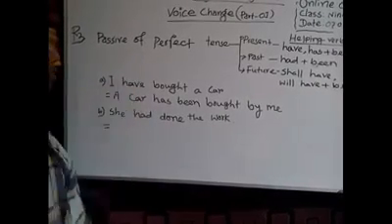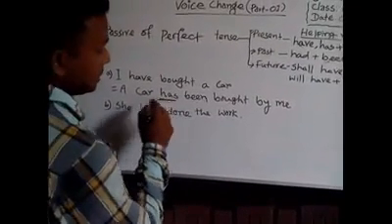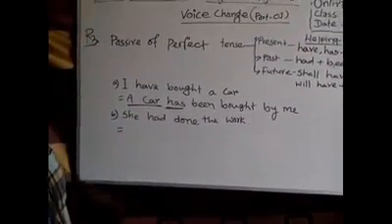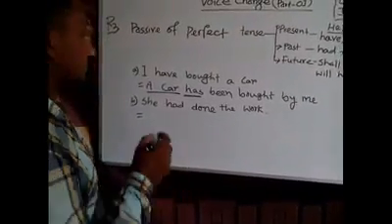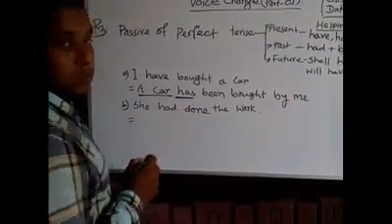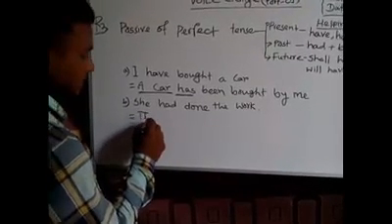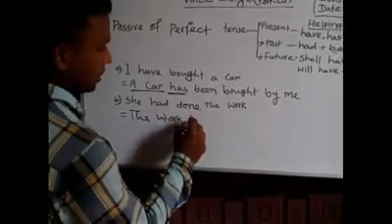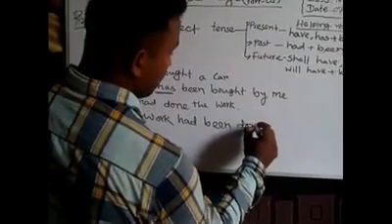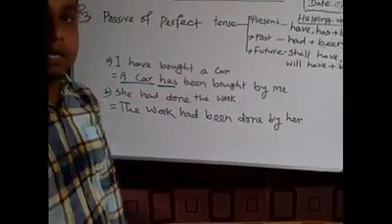So dear students, you may ask, in the sentence I have bought a car, why is has used in the passive voice? If the subject is singular or plural, then you will have to use have or has. So the subject car is singular, so the singular verb has is used here. Another example: she had done the work. The passive of the sentence: the work had been done by her. So I hope you have understood it clearly.